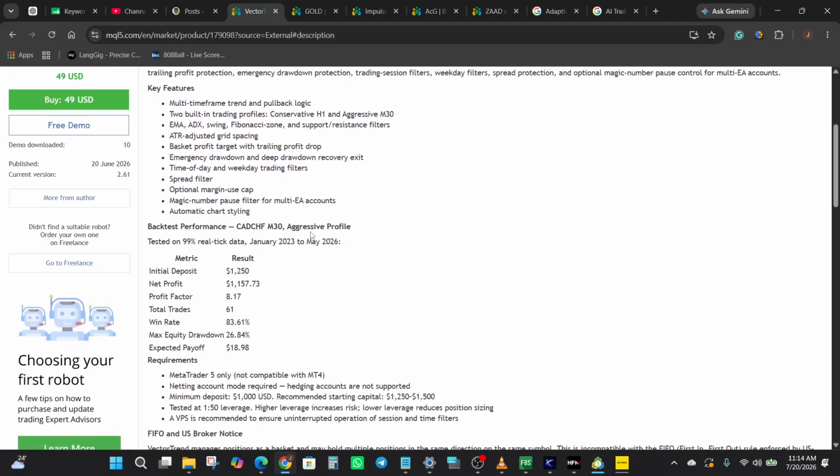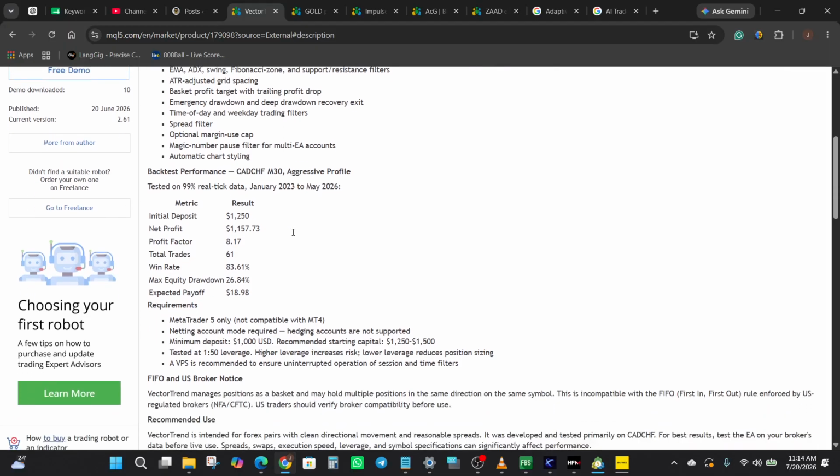The listing includes its own backtest performance table specifically for the aggressive M30 profile on CAD CHF covering January 2023 through May 2026, showing a profit factor of 8.17 and 83.61% win rate across 61 trades, and a maximum equity drawdown of 26.84% from a $1,250 starting deposit.